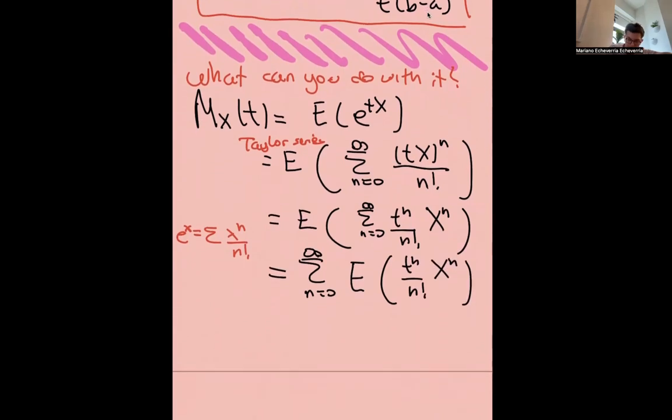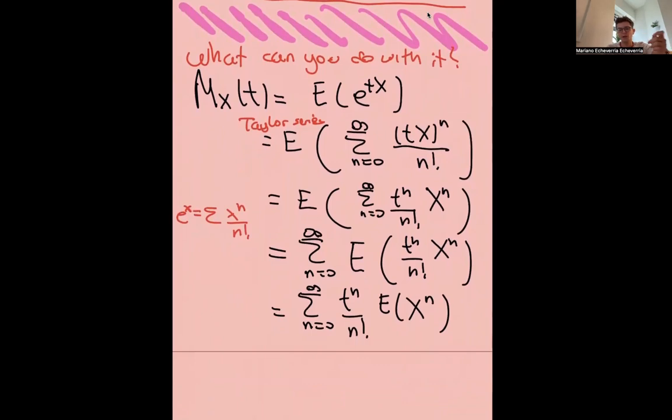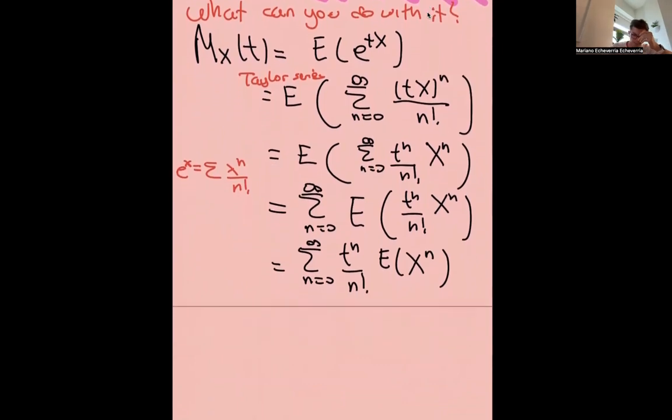And now, with respect to this, t is like a constant, a fixed variable. Remember, the expected values take place with respect to the random variable x. So what do we find? We find a very nice representation of the moment generating function. It is like a power series, where basically the coefficients are the moments of the random variable.